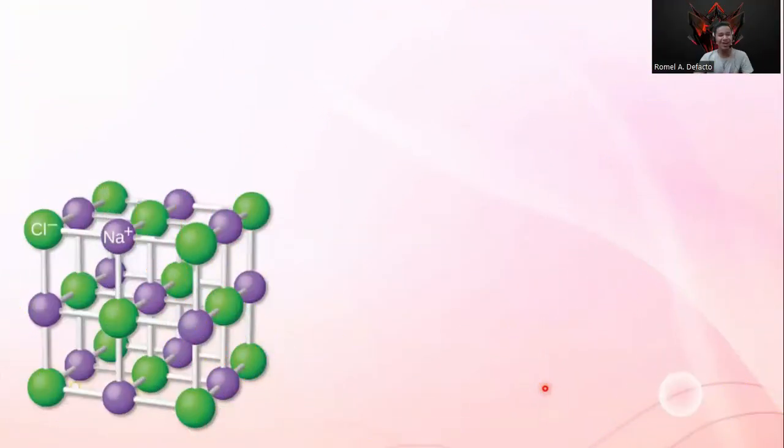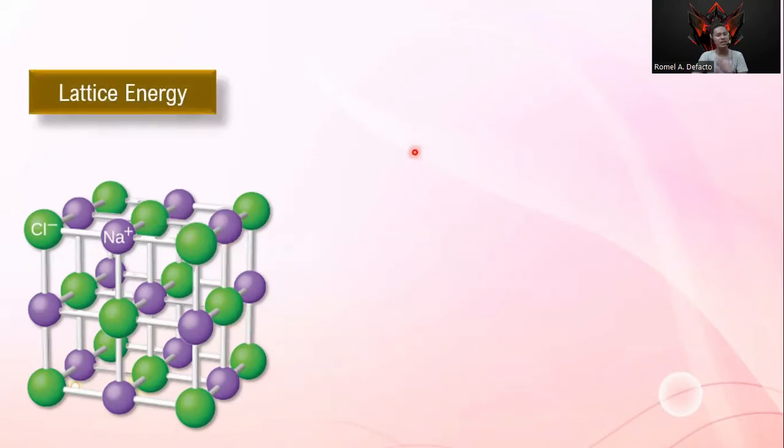Okay, now let's proceed with our next topic, which is simply connected to this. This is basically a 3D version of a sodium chloride, no? Kani sa table salt. This is the 3D of that version. So in this case, we have there the term lattice energy. So ano nga ba yung lattice energy?